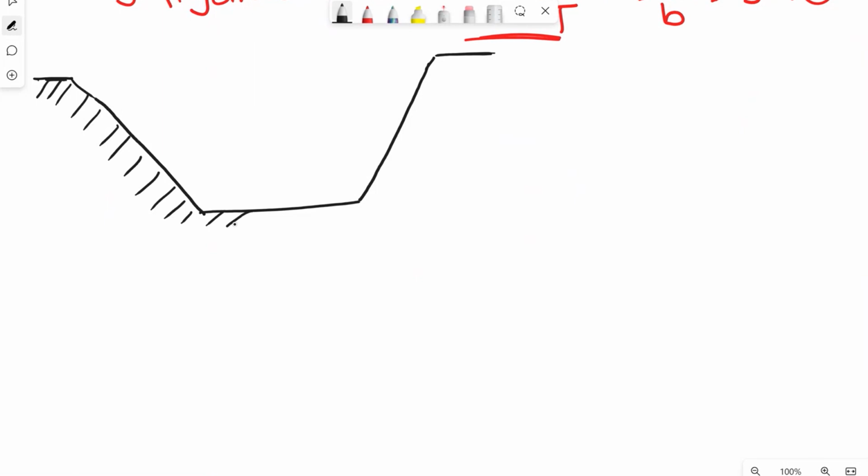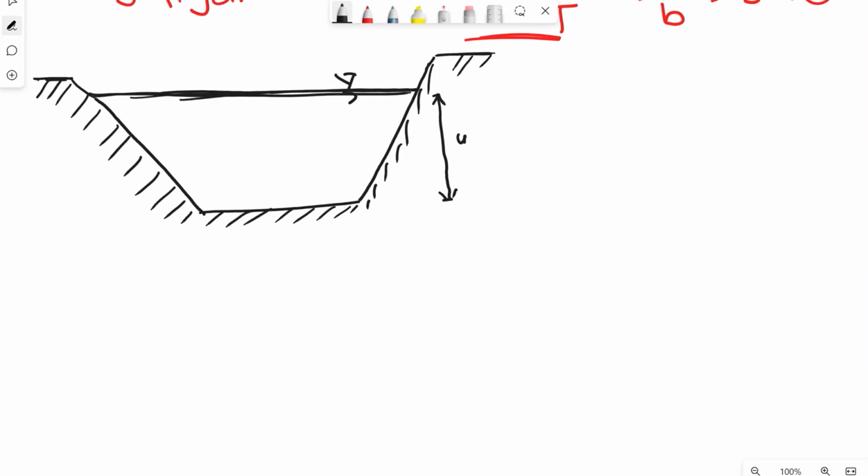I am taking the trapezoidal section, because most of our irrigation channels, if you see, are trapezoidal channel sections. So this is the water surface. This depth is y. This bottom width is b. Taking this as the base, you should also be given the slope of the sides. The slope of the sides we take as one vertical to z horizontal.